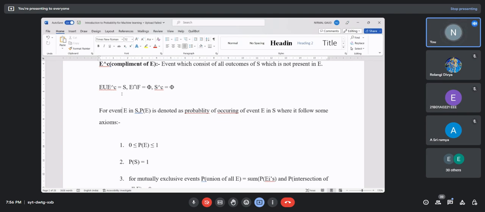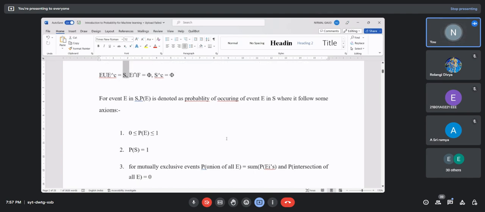For example, if my sample space is 1, 2, 3, and I pick 1 as an event E, then the remaining 2 and 3 are the complement of E. Whatever is left in the sample space after picking E is the complement. So the union of E and the complement of E will be the sample space.